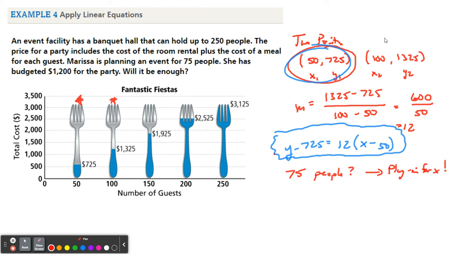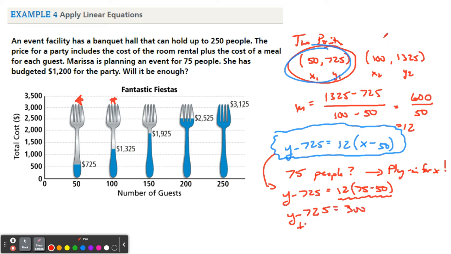So I'm going to take this equation right here, and I'm going to replace my x with 75. So y minus 725 equals 12 times 75 minus 50. What I would do is I would simplify this side first because it's all numbers. So I do 12 times 75 minus 50 in Desmos. So this is y minus 725 equals, and that's 300.